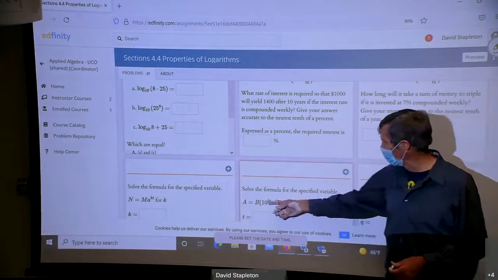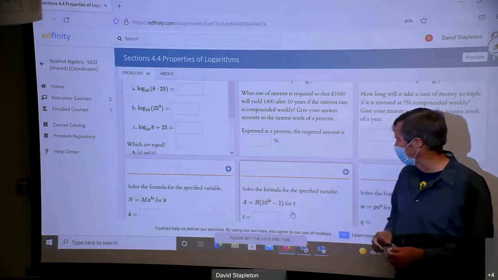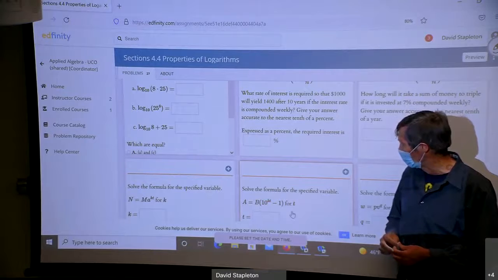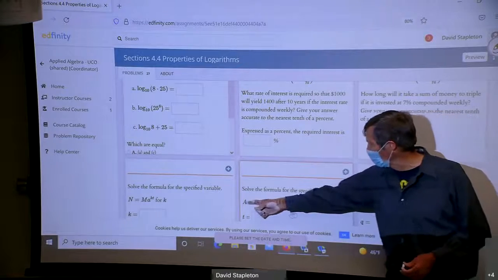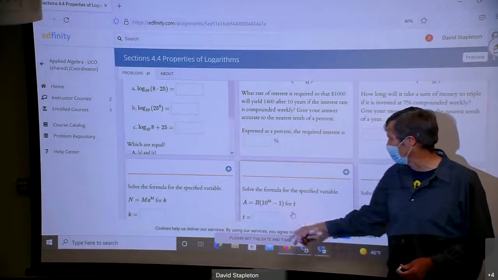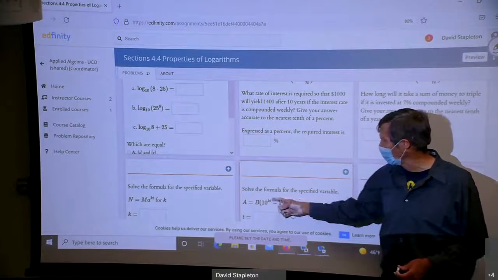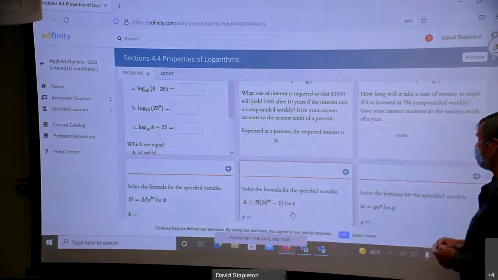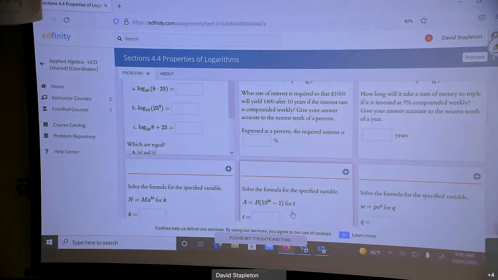This time I won't get T equals a number because it's variable. I can't get a specific number, but I still solve the equation. If I have this formula for A as a function of T and this other variable B, I can turn around and solve it for T as a function of A and B using logarithms. So here's the other example then. A equals B times quantity 10 to the KT minus 1.